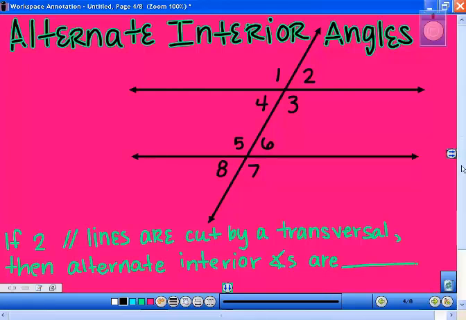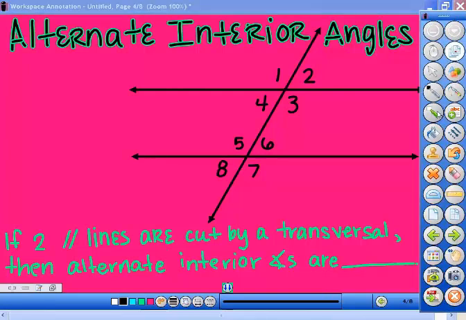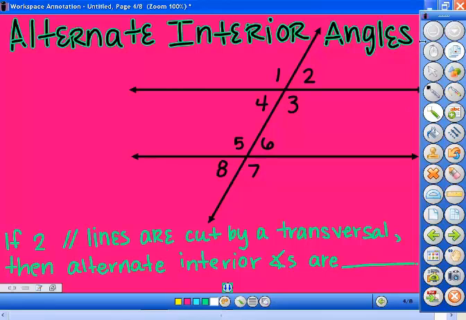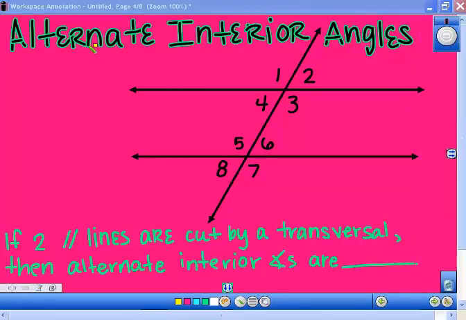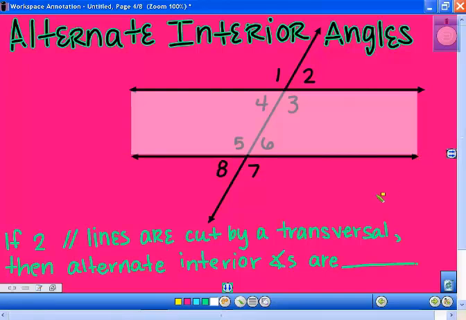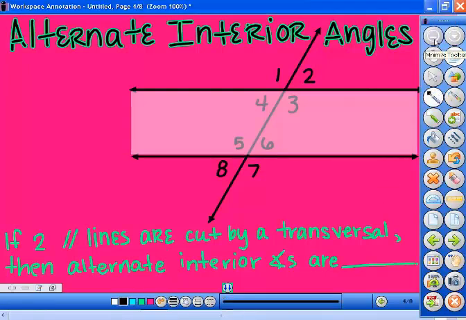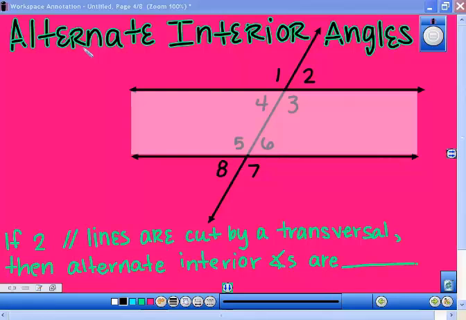The next one is alternate interior angles. Alternate interior angles are pretty much what it sounds like. Alternate means different sides, not the same side. Alternate sides of the transversal. So alternate sides, and interior, so interior of the parallel lines. So here's my interior.